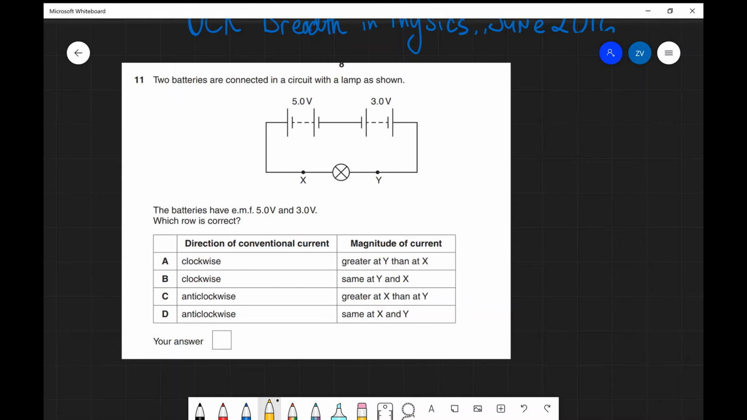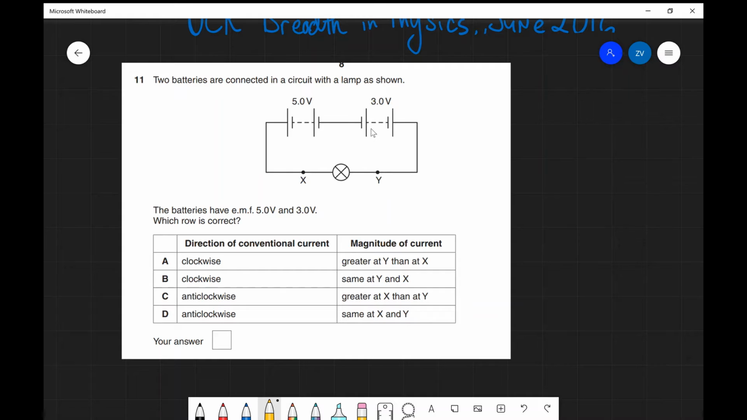Question 11. Two batteries are connected in a circuit with a lamp as shown. The batteries have an EMF of 5 volts and 3 volts. Which row is correct? Now the first thing we notice is that the batteries are connected the other way around, so they're not going to add their EMFs, but in fact they're going to take them away. We know that because a minus is connected to a minus rather than a plus.